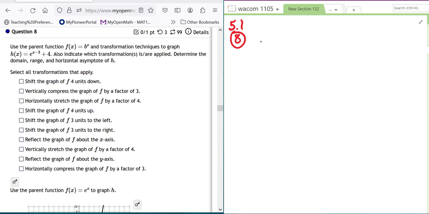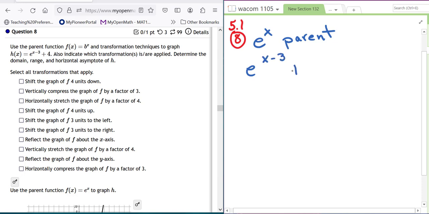And so first we'll do the parent function. Parent function here, e to the x, is the parent. We have 2 transformations. So the one we have is e to the x minus 3 plus 4. It has 2 things on it. It has a -3 with the x and a +4. Remember, this will be a horizontal shift and it will go the opposite way. So this is going to shift to the right three places.